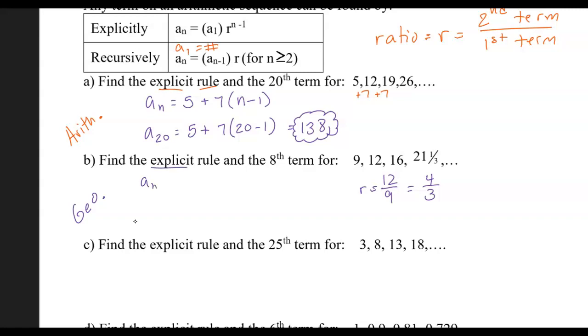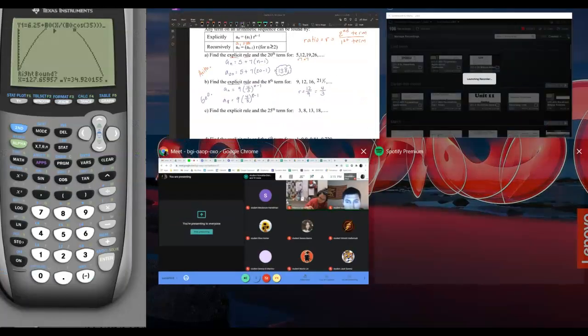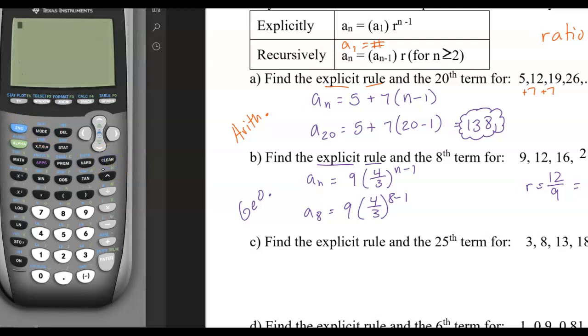And we're going to explicitly write the rule again, but this time for geometric. So we have a sub n is equal to a sub 1, which is 9, times the ratio, or the rate, 4/3, raised to n minus 1. Then it wants us to find the 8th term, so we just plug in 8 for n. And then we just really quickly do 9 times 4/3 raised to 8 minus 1, which is 7. 67, 4, 2, 4.